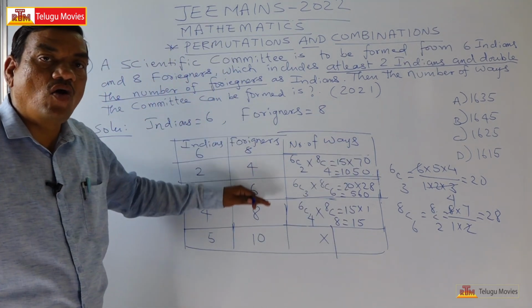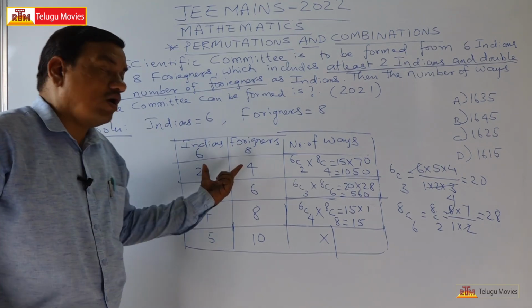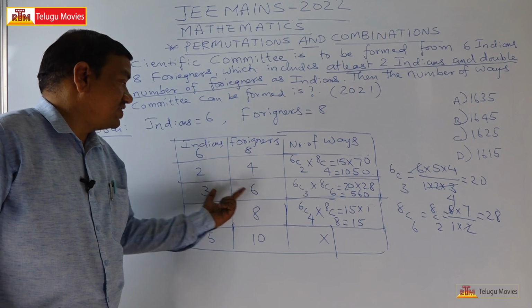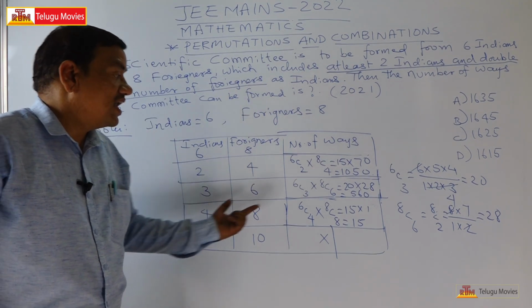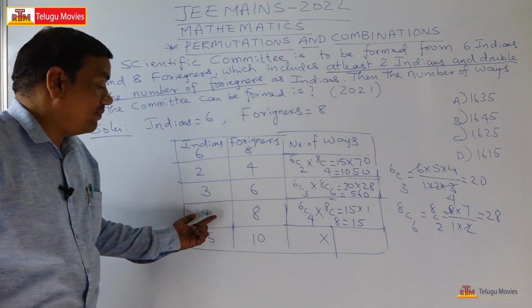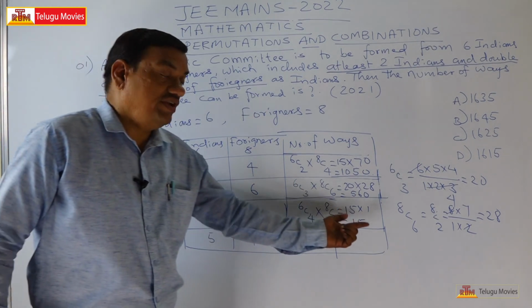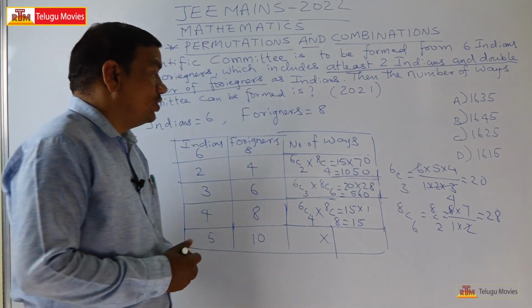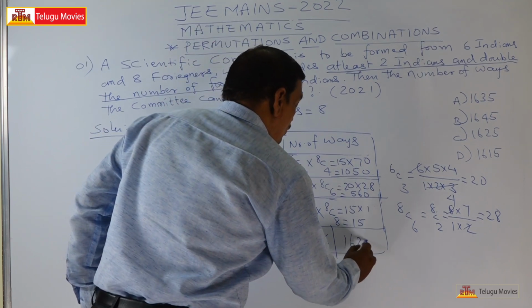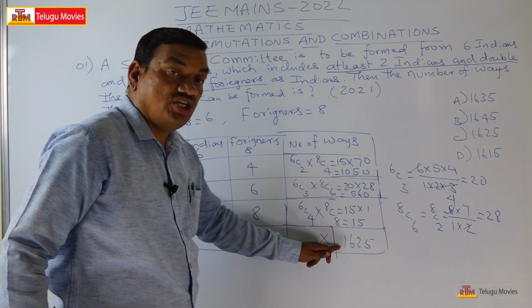Total number of ways means you have to add all these ways. Here we are applying the principle of addition. In the combination of 2 Indians and 4 foreigners, you get 1050 ways to form a committee. In the combination of 3 Indians and 6 foreigners, you can form the committee in 560 ways. In the combination of 4 Indians and 8 foreigners, you can form the committee in 15 ways. Altogether, if you add 1050 plus 560 plus 15, this is 1625.